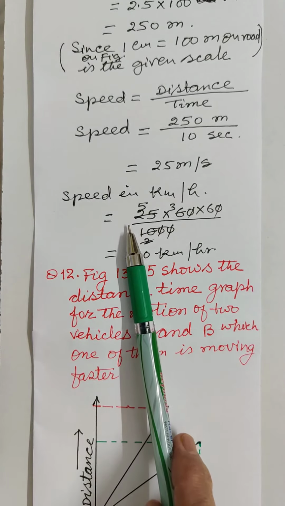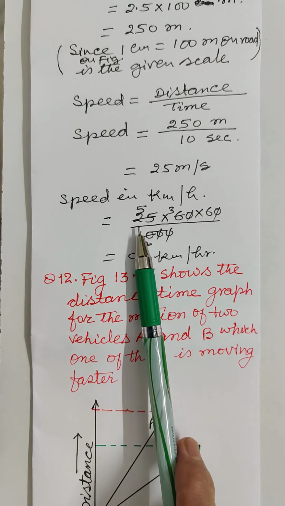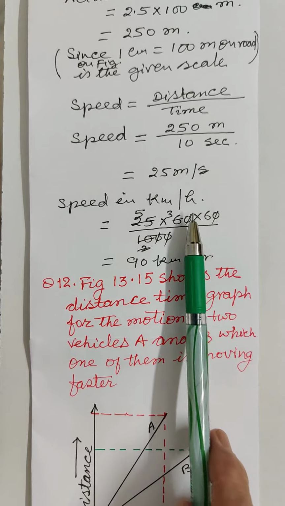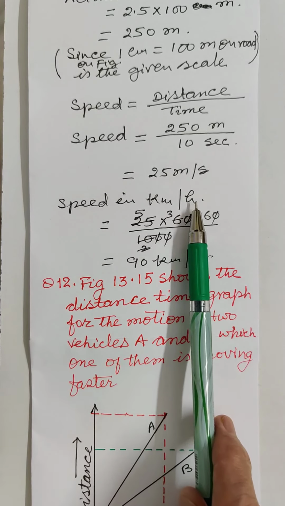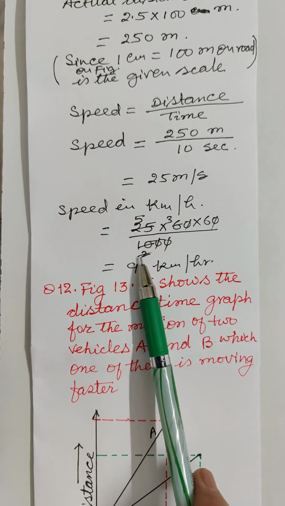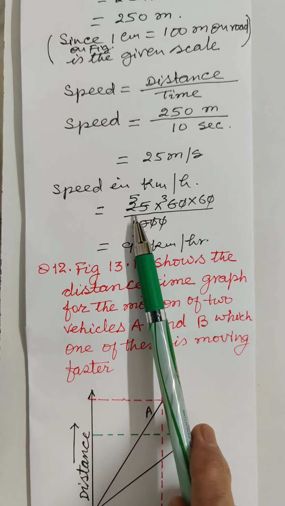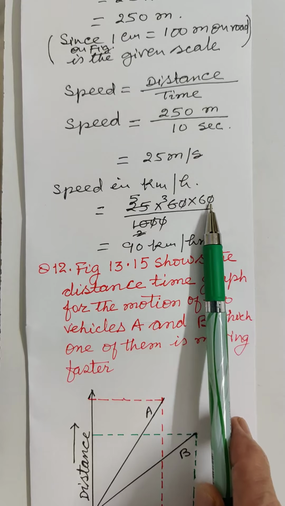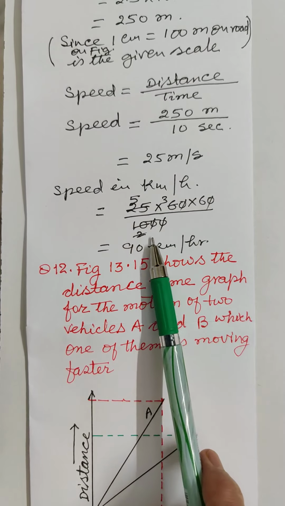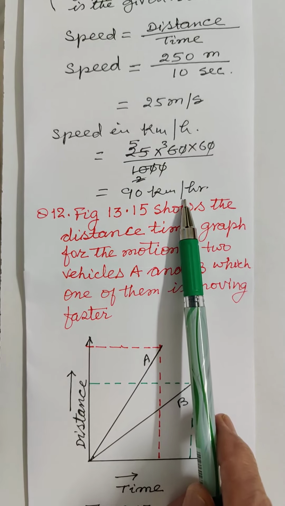Now we need to convert this into kilometer per hour as it is given in the question. So 25 into 60 into 60. Since we are turning seconds into hours, in the denominator we shall take 1000, and that 60 into 60 will come in the numerator. So 25 into 60 into 60 upon 1000, reducing 0 with 0, 0 with 0, 25 fours are 100, we can reduce, and after reduction we get 90 km per hour.